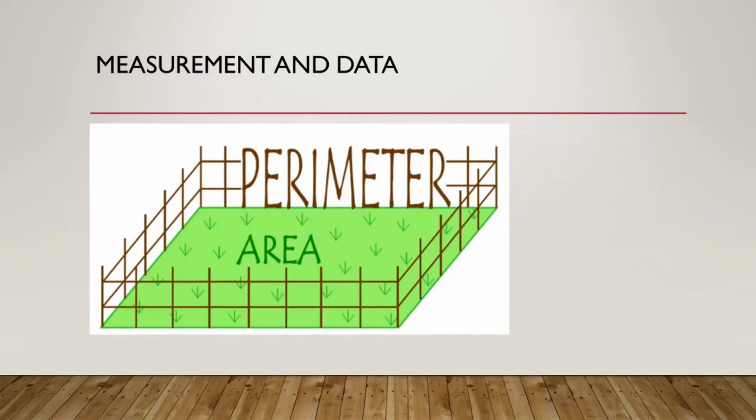As a reminder, we know that perimeter is the distance around a shape. Again, looking at this image, it's like the fence. And area is the space inside a shape. With this image, it's the grassy area.